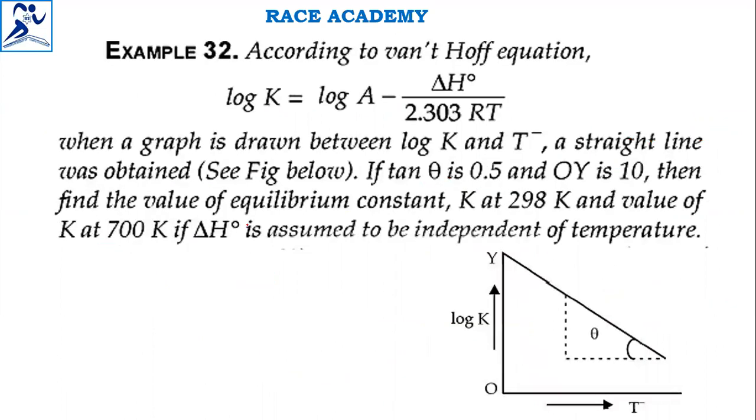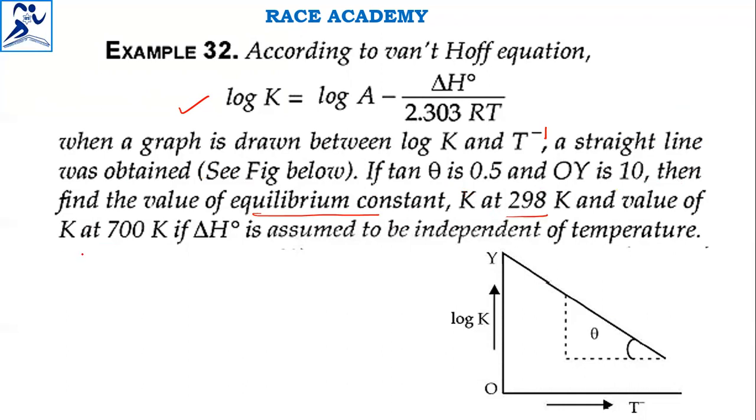According to the Van 't Hoff equation, log K is equal to log A minus ΔH° by 2.303 R T. When a graph is drawn between log K and 1 by T, a straight line is obtained. Here in the graph, if tan theta is 0.5 and OY is 10, then find the value of the equilibrium constant at 298 Kelvin.